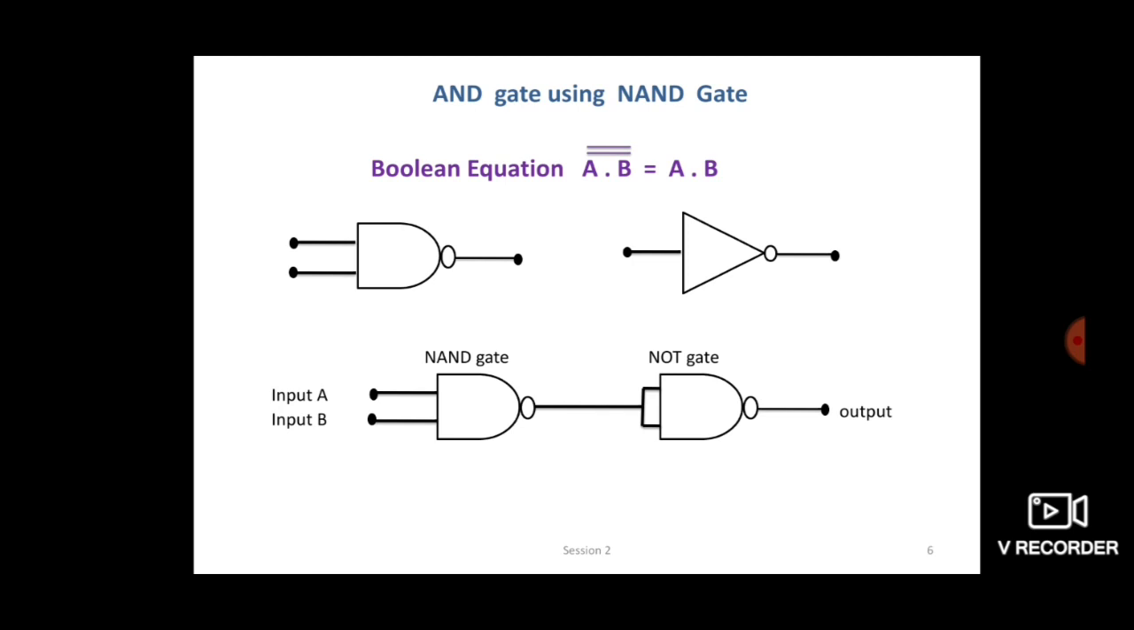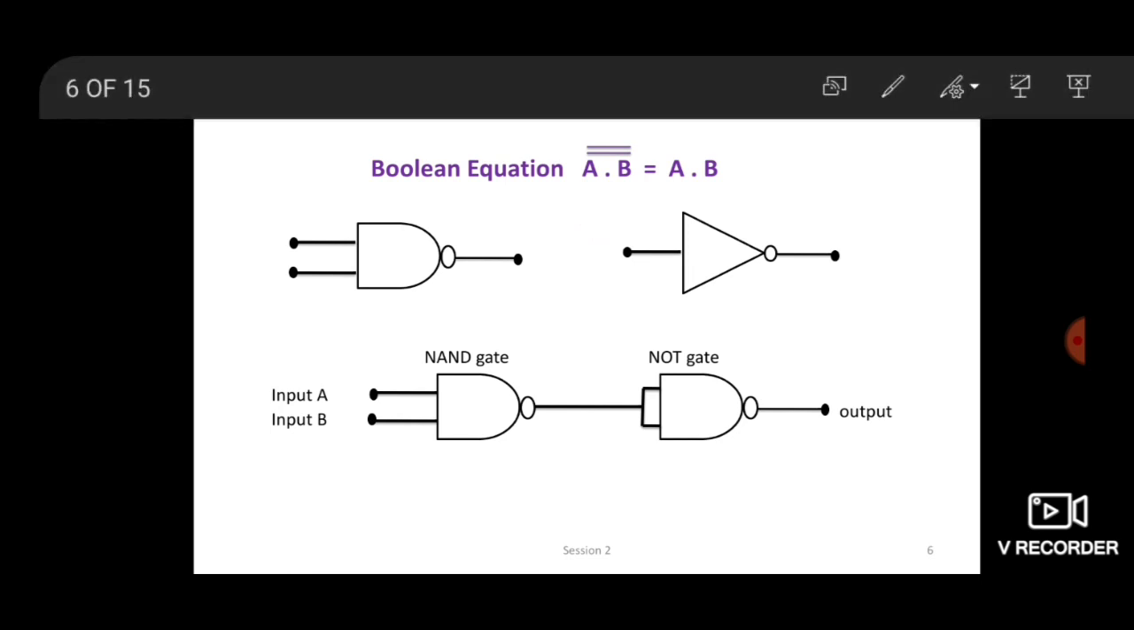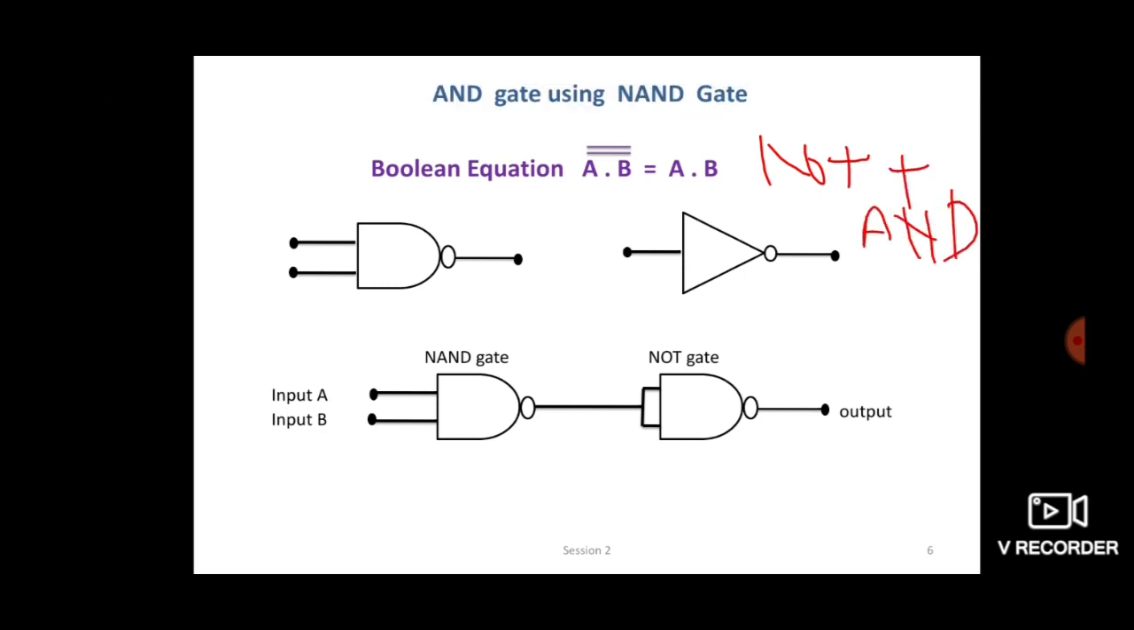Okay, NAND gate and AND gate. NAND gate means NOT plus AND gate. Now see this Boolean equation, A dot B bar. First the NAND gate, here always remember it is NOT plus AND gate. According to the bar rule, if a double bar is there, the result is A dot B. This is the rule: if there is a double bar, the original stays as it is, and the double bar gets deleted.